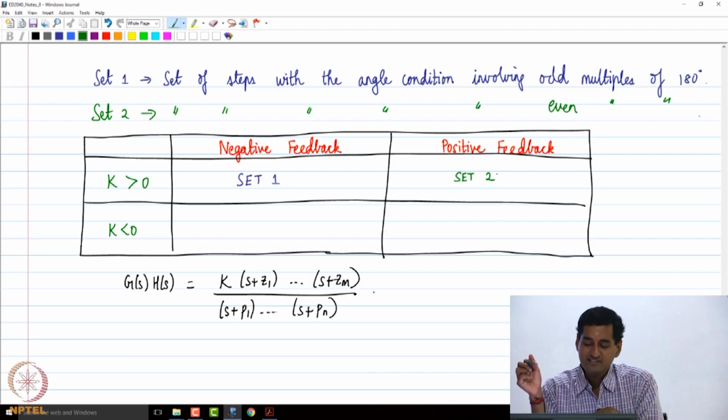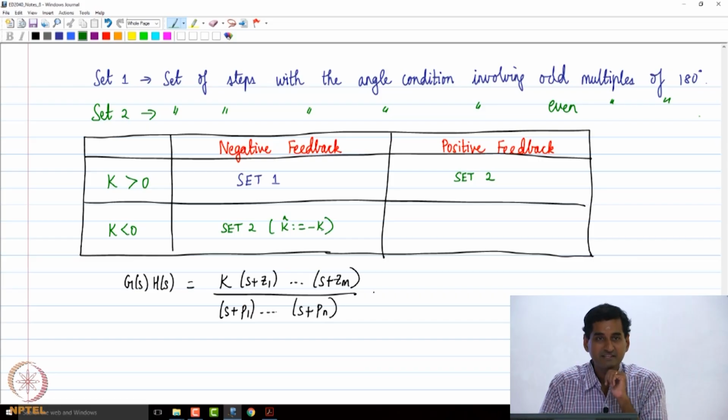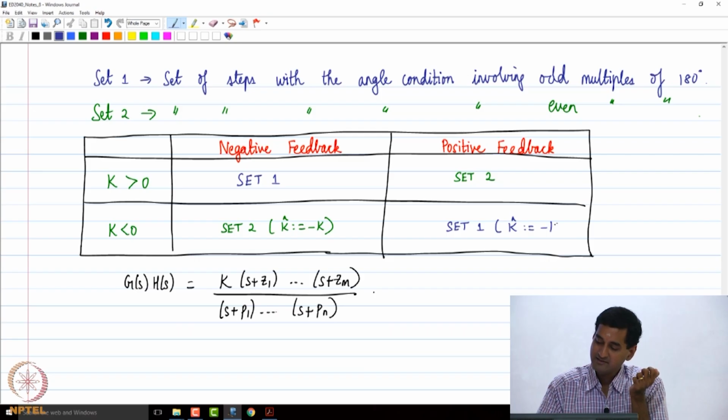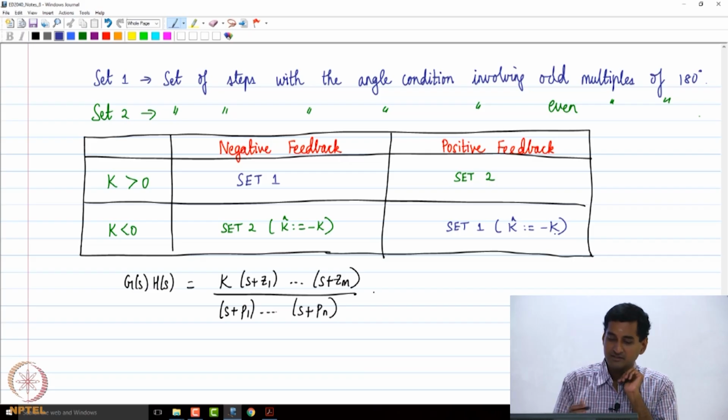If k is less than 0 and we have negative feedback, what did we do? We use set 2, but of course with the k hat defined as minus k. That's the difference. And when we have positive feedback with negative k, we use set 1 with an equivalent definition, k hat being defined as negative k. Okay, so that's how we need to construct.